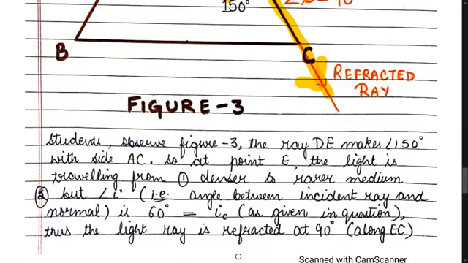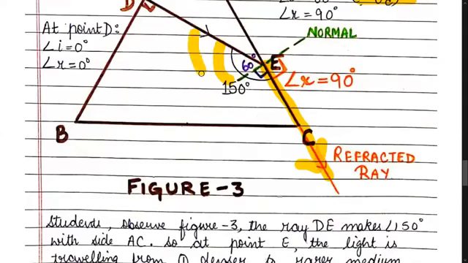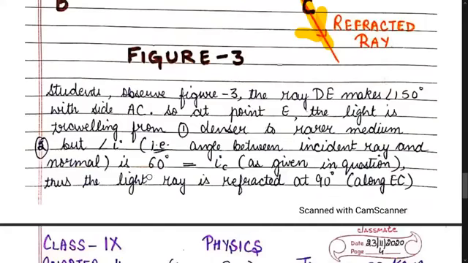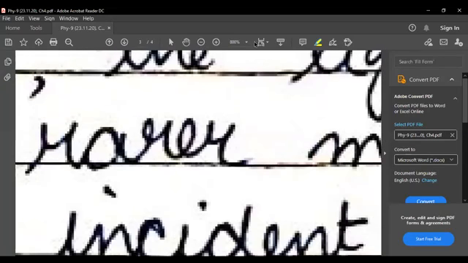So students, observe figure number 3. The ray DE makes an angle of 150 degrees with the side AC. So at point E, what is happening? The light is traveling from a denser to a rarer medium, and the angle of incidence is equal to the critical angle. Thus, TIR will not occur. The light ray is refracted at 90 degrees along EC.